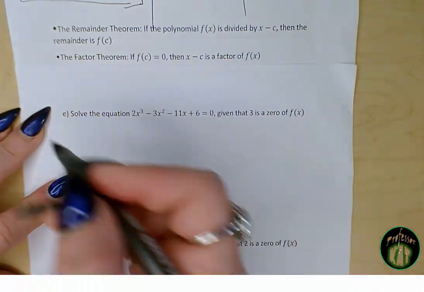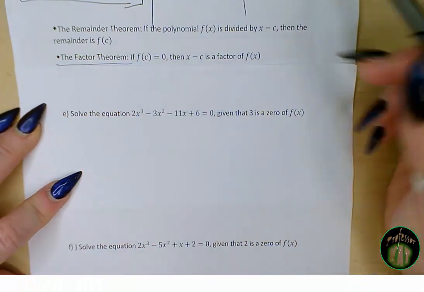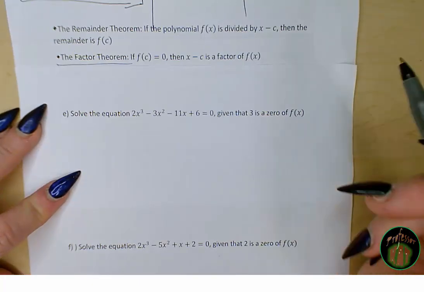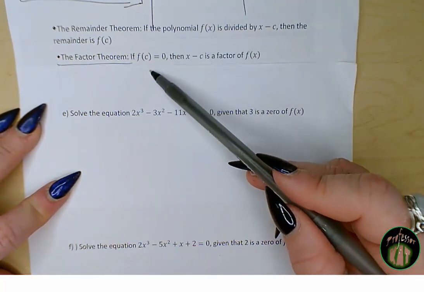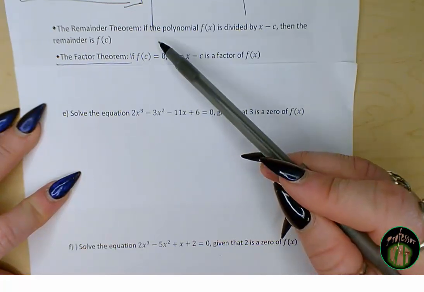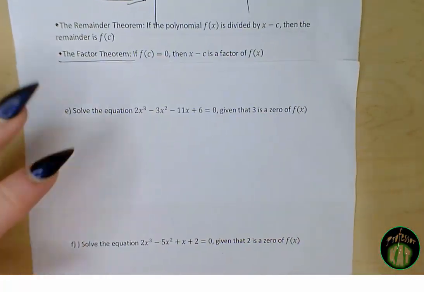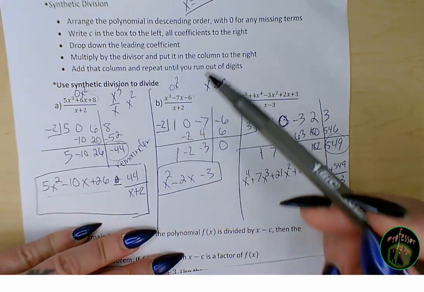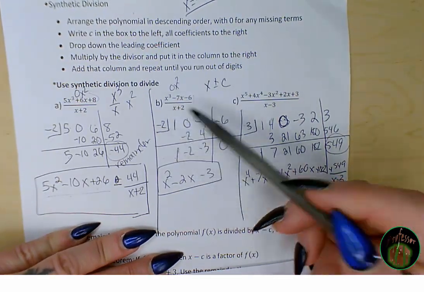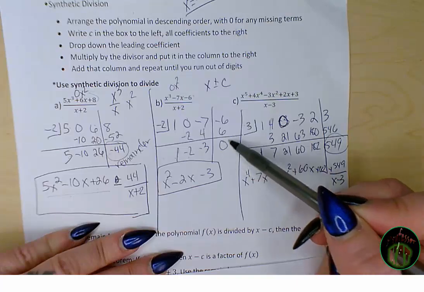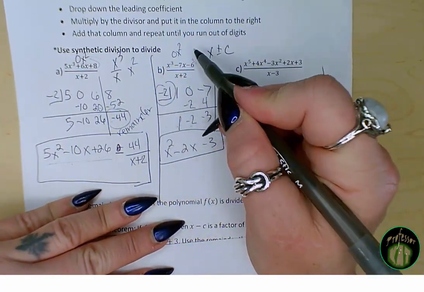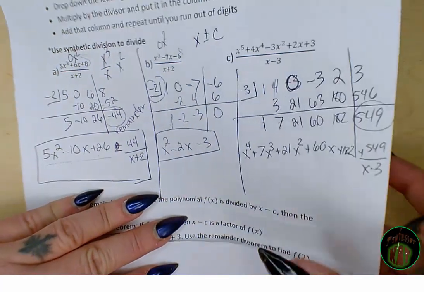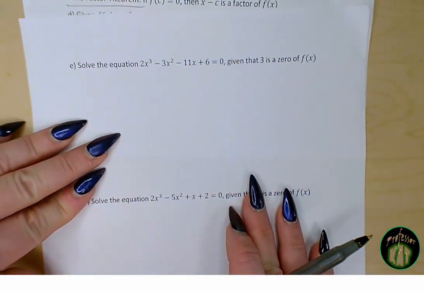Now let's talk about the factor theorem. The factor theorem is widely used in solving polynomial functions. It says that if we test a value c and we get a 0 as our remainder, like we did in this example here, where we tested -2 and got a 0 in the remainder spot, that means the number that we tested is a solution to this equation. So that's what this theorem is telling us.